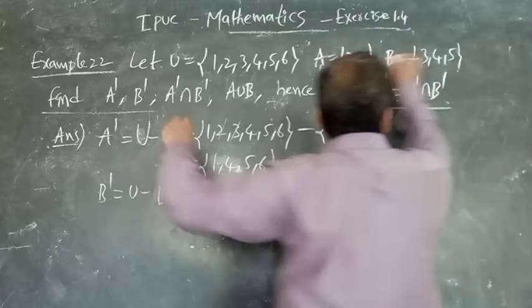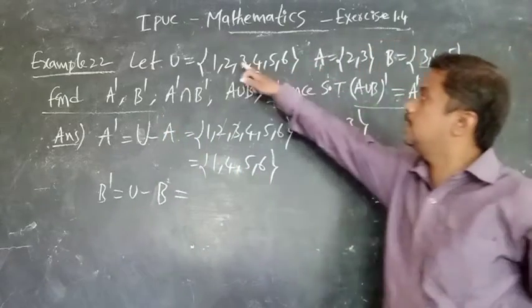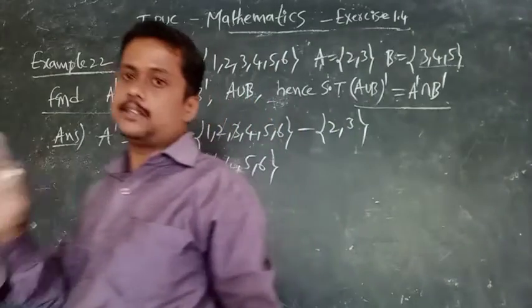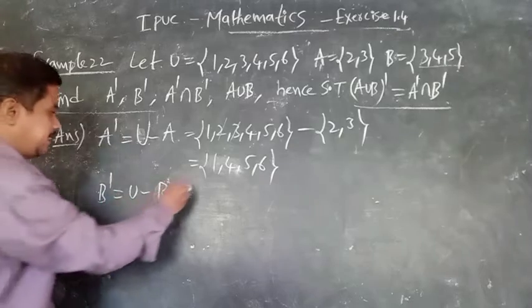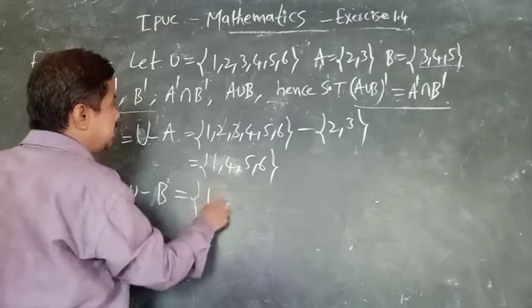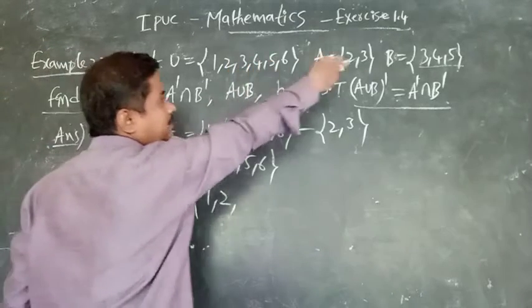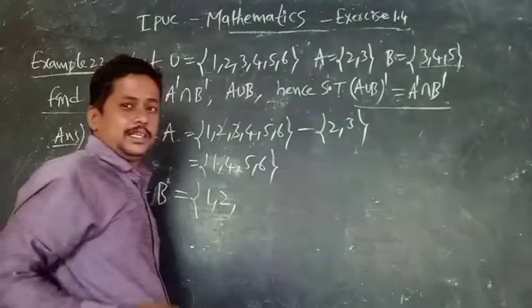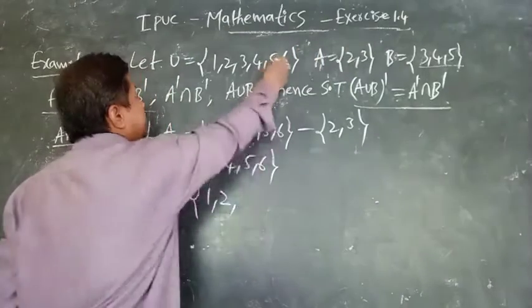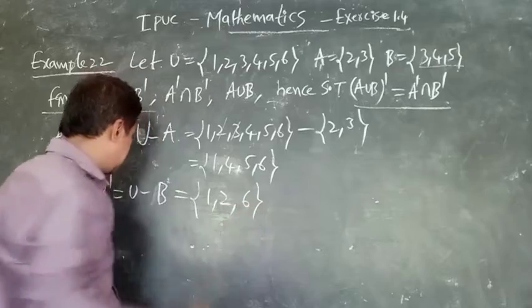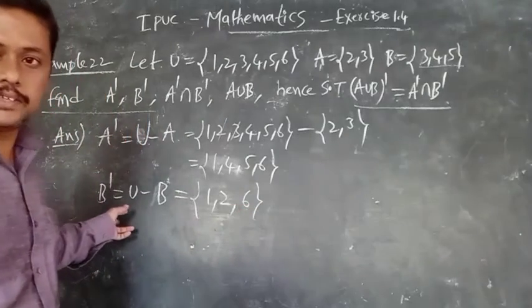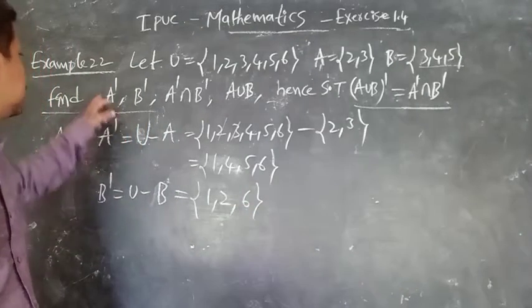U is 3 4 5 there. Cancel 3 4 5. Write down the remaining thing. What is the remaining thing? 1 2 3 4 5 cancel. Why? Because B 6, right. So this is called B dash. Very easy now. Forward. Next. A dash B dash is over.